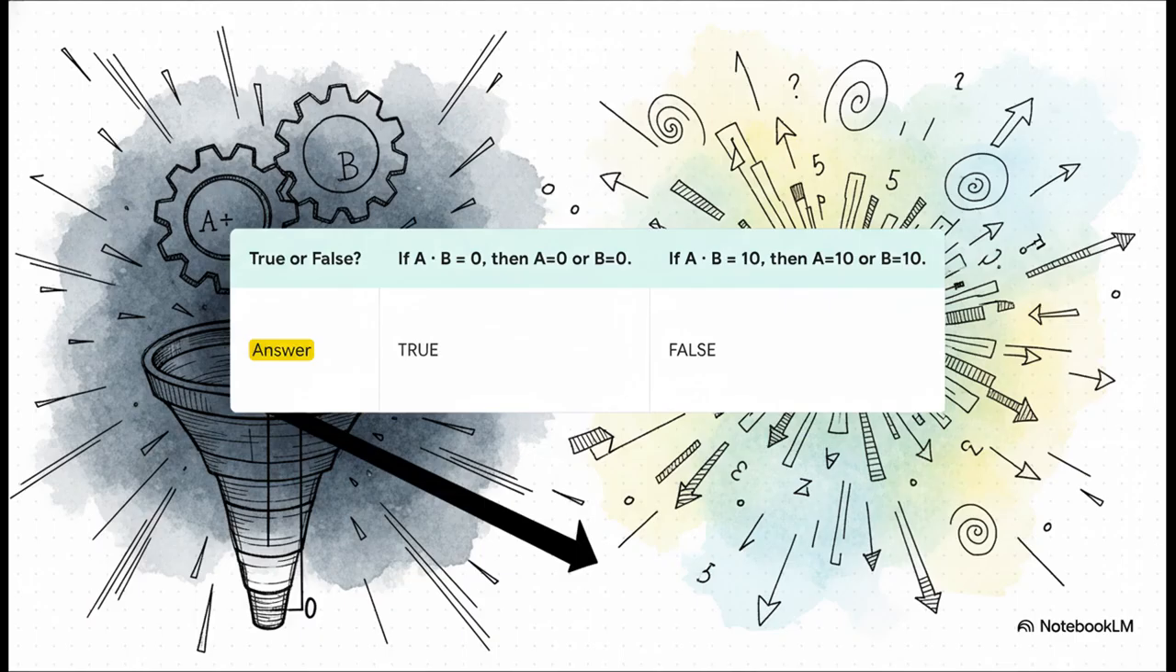I mean, if A times B equals 10, does A have to be 10? Of course not. A could be 2 and B could be 5. Or A could be -1 and B could be -10. There are tons of possibilities. But if A times B equals 0, the possibilities just collapse. One of them has to be 0. And that certainty, that's our power.